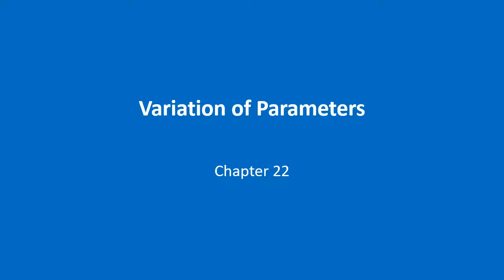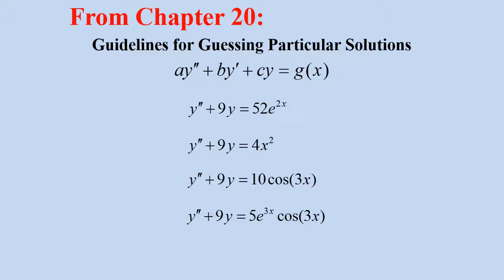This is going to be an extension of what we learned in Chapter 20. Now, in Chapter 20, we focused on these three sorts of non-homogeneous functions: ones that had an e to something x, ones that had a polynomial, and then ones that had sines or cosines. Of course, we also looked at combinations of those, and we saw what we could use as our guess and then how to develop that into our particular solutions.